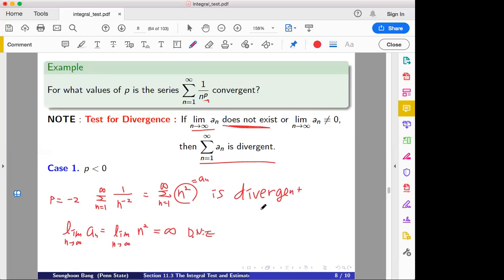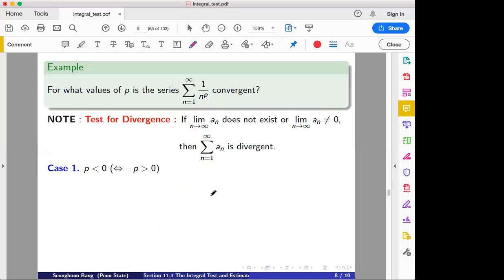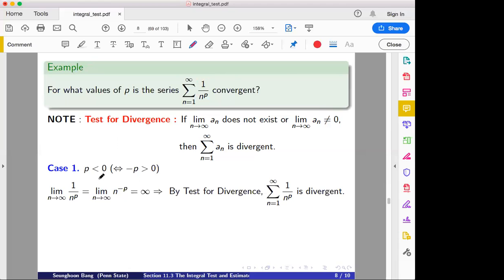This is the idea, right? Same: p is less than 0, so take negative p, which is positive. The limit of the sequence a_n, changed to n to the minus p, where negative p is a positive number, as n goes to infinity. Infinity to a positive number is infinity. By using the test for divergence, the summation of 1 over n to the p is divergent in this case.